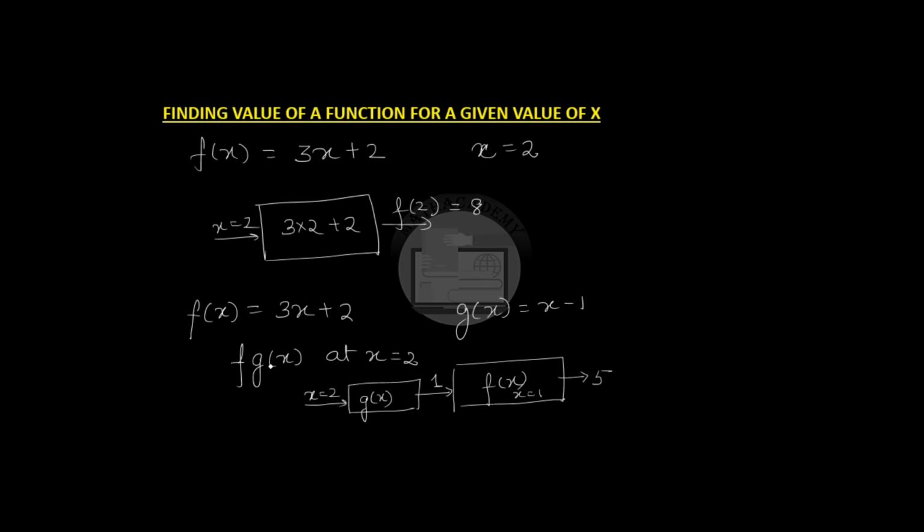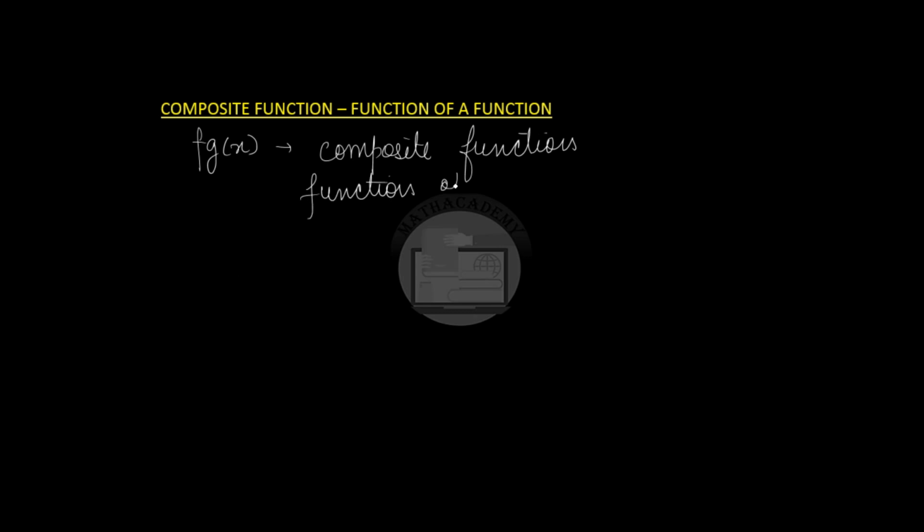Okay, so we see that f of g of x is basically the composite function. So this is a composite function of g of x. Instead of a function of x, we have a function of g of x. Okay, so let us consider one more example.